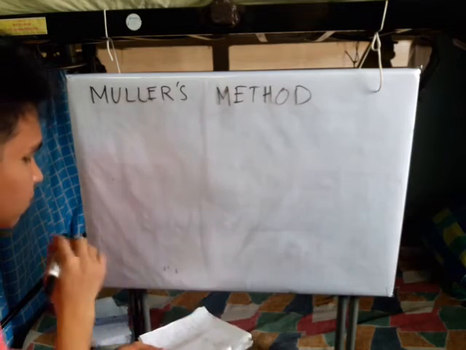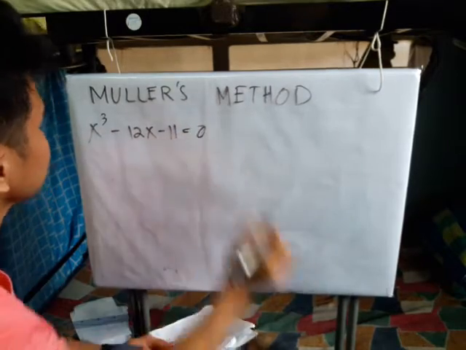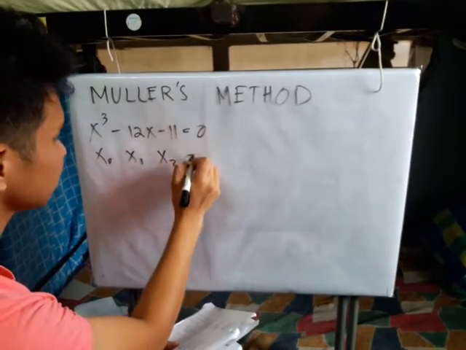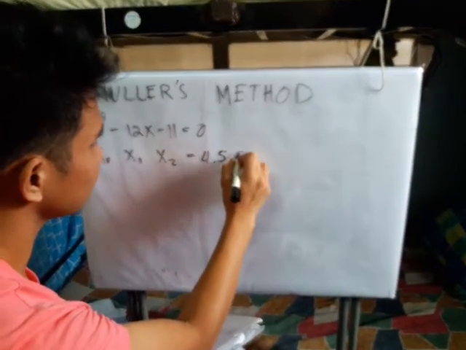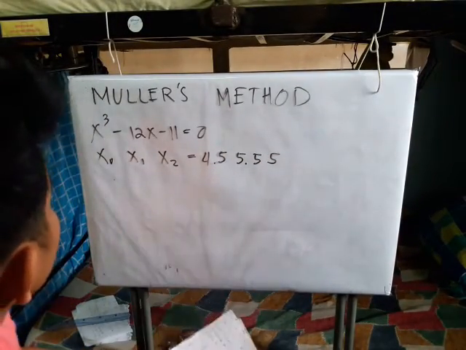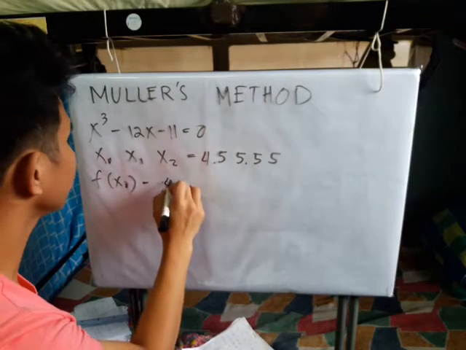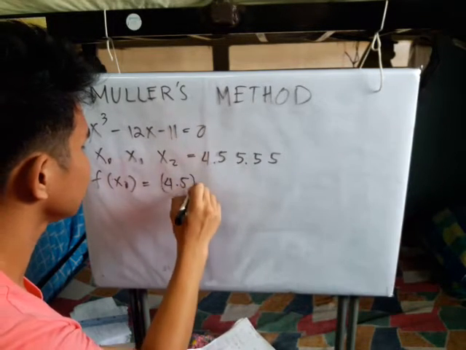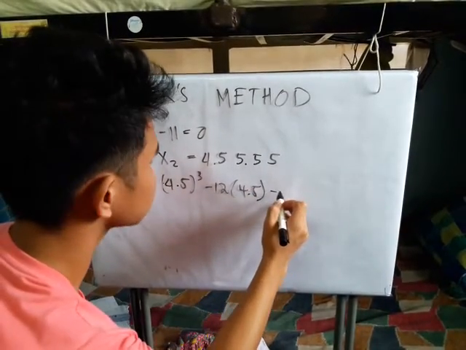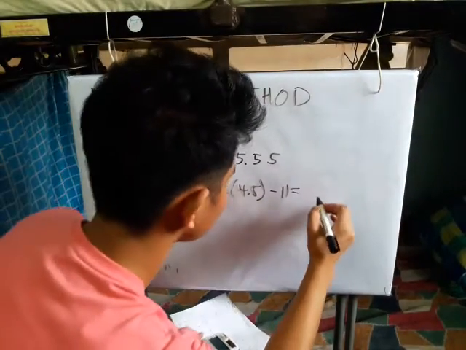So for example, we have a given function x cubed minus 12x minus 11 is equal to 0. So initial guesses, x0, x1, x2 is equal to 4.5, 5.5, and 5. For the first iteration, first find f of x0. So 4.5 cubed minus 12 times 4.5 minus 11. So this is equal to 26.125.